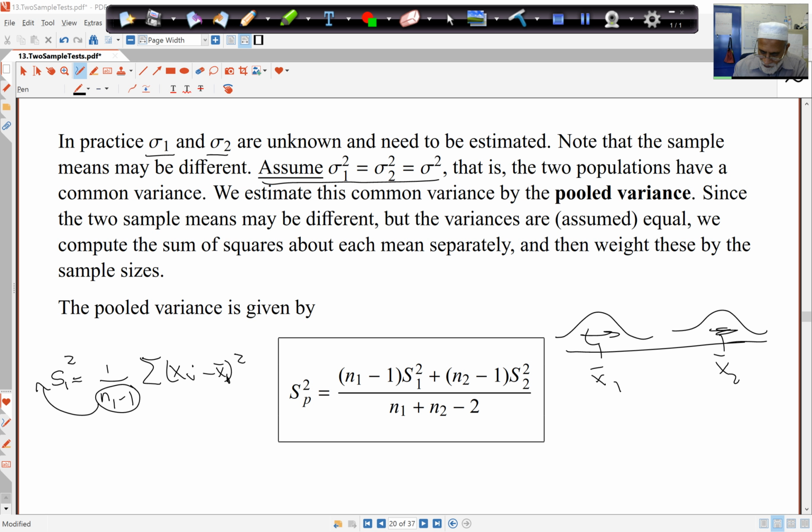So essentially, I'm weighting this variance by the number of observations minus 1, and then weighting this variance by the number of observations minus 1. I'm dividing then by the sum of the weights.